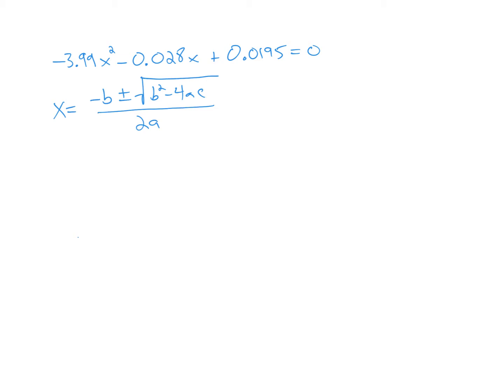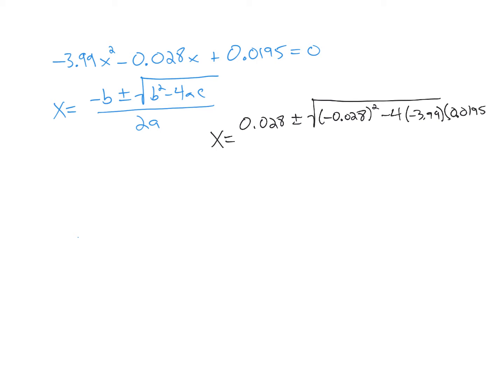So we have that x is equal to minus b. So b is negative 0.028, so that'll be positive 0.028, plus or minus the square root of negative 0.028 squared, minus 4 times a, which is negative 3.99, and then times c, which is 0.0195. And all of that is over 2 times a, so 2 times negative 3.99.